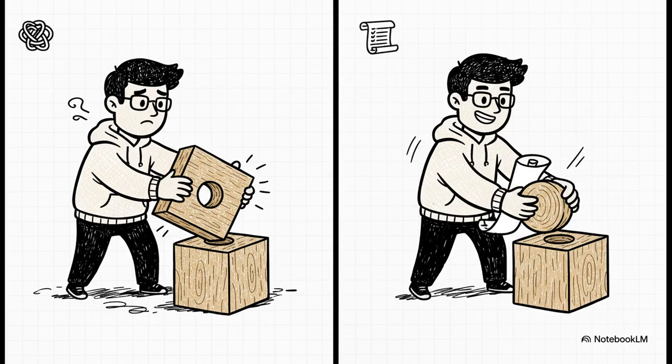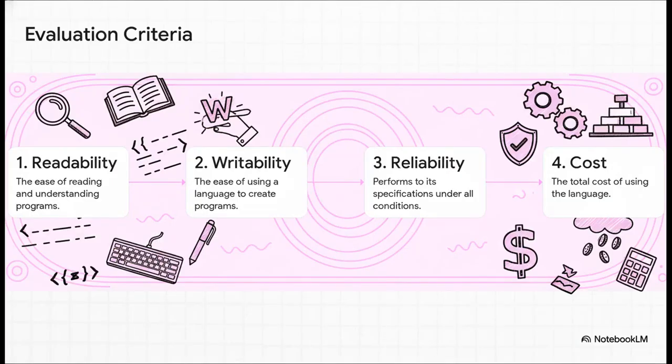Well, seasoned developers don't just go with their gut feeling. They use a structured approach, a kind of mental framework that helps them break down a language's strengths and weaknesses in a really objective way. And that framework really stands on four crucial pillars. You can see them right here: readability, writability, reliability, and finally cost. So let's break down what each of these really means.